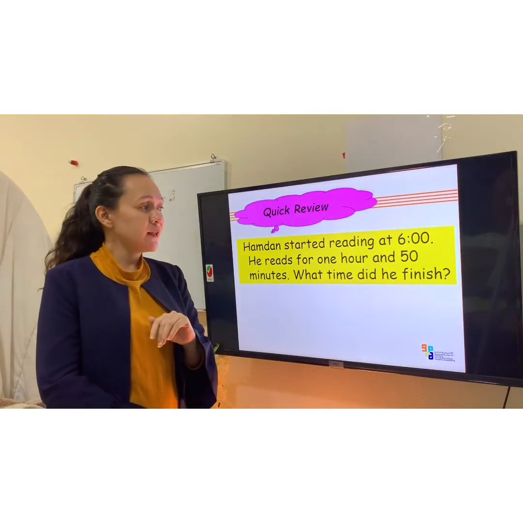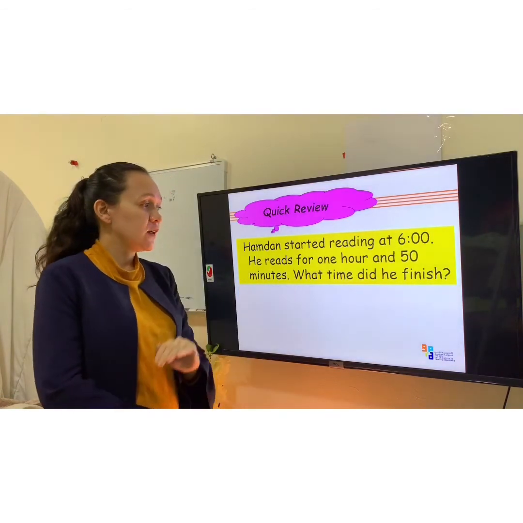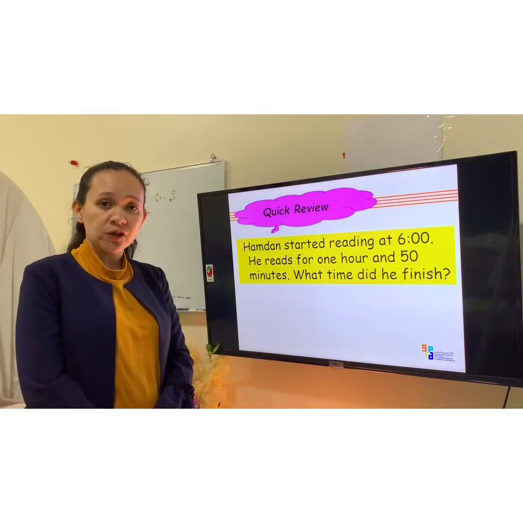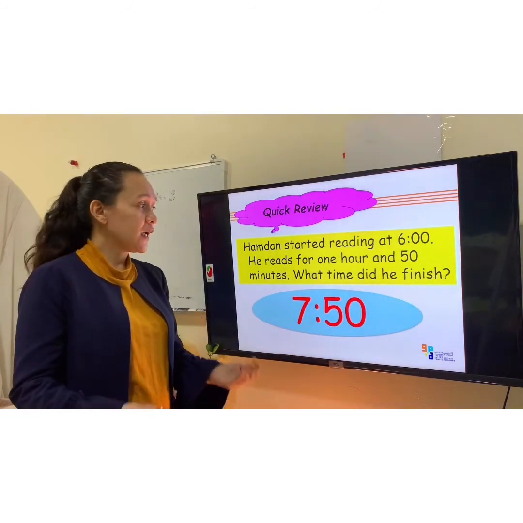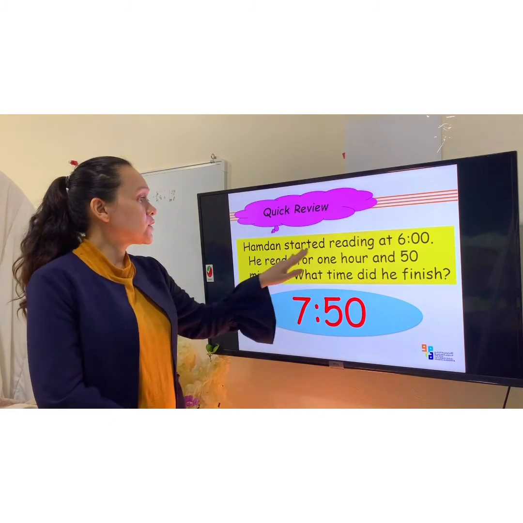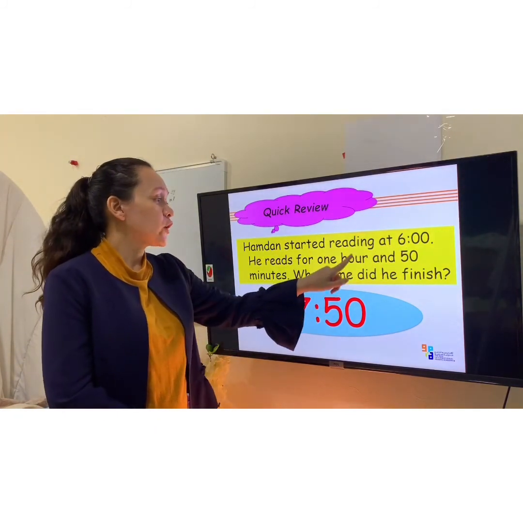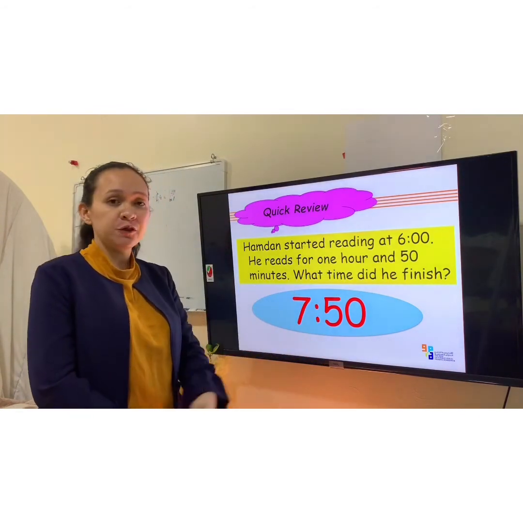Hamdan started reading at 6. He reads for 1 hour and 50 minutes. What time did he finish? What do you think is the answer? The answer is 7:50. Why? Because Hamdan started reading at 6, so you are going to add 1 hour and 50 minutes. So the answer is 7:50.